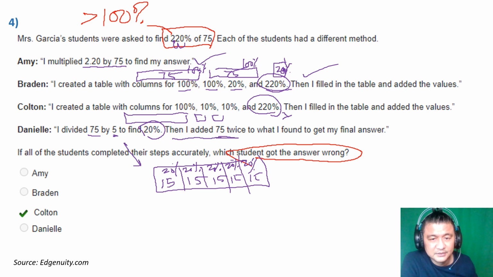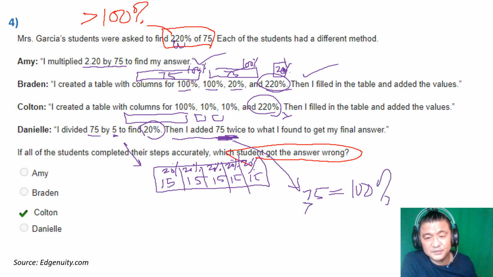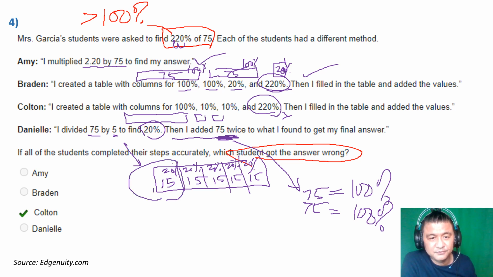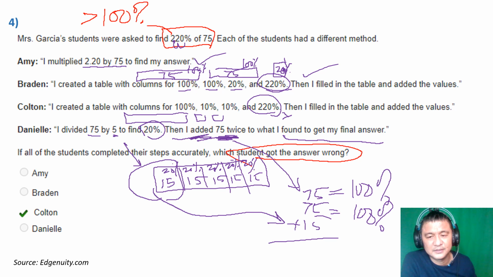Then I added 75 twice. Why? Because 75 is one whole and represents 100%. Another 75 represents 100%. But remember, you have an extra 20%. Where will you get that 20%? From that 15 which you added there. To get my answer, I added the 15. I don't need to solve that yet. So the answer is 165.